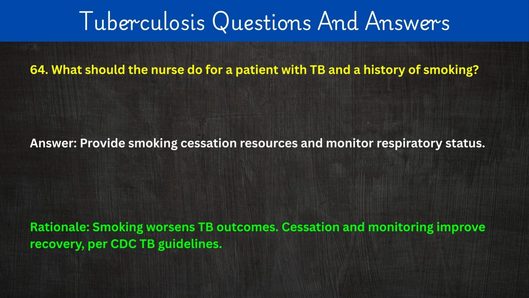64. What should the nurse do for a patient with TB and a history of smoking? Answer: provide smoking cessation resources and monitor respiratory status. Rationale: smoking worsens TB outcomes. Cessation and monitoring improve recovery, per CDC TB guidelines.